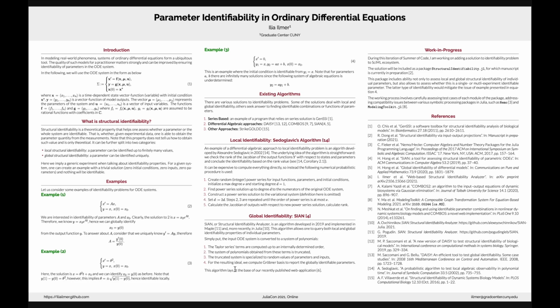There's also a case when a parameter is neither locally nor globally identifiable, which means that it's unidentifiable, and for that we might be interested in things like identifiable combinations. There are also solutions that solve that problem.